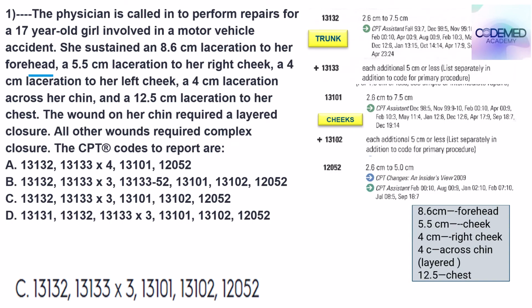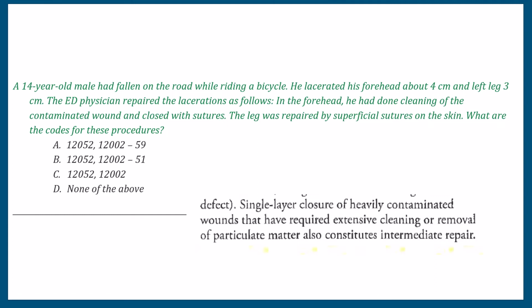So if you collect the data, you will see that there is a cheek right and left, which we can add together. That becomes 9.5. Chest is 12. Chin is, of course, the intermediate, and forehead is 8.6. Pay attention to the body group. We can add the body group, and depending upon that, if we put all the data together, C is the right answer. Let us take one more example.